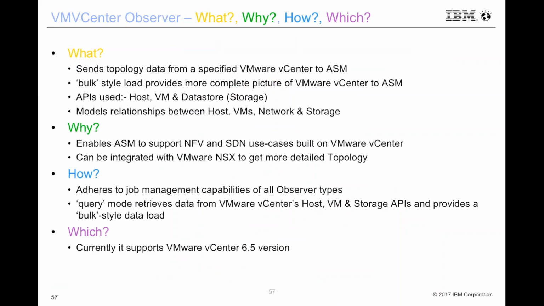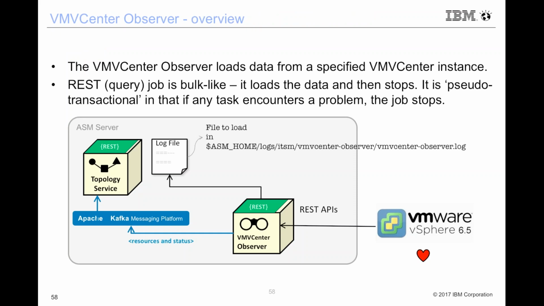So if we go to the next one. The next one is the VM vCenter observer. It's basically hooking into some vCenter REST APIs. It does a bulk load, and it can discover things like the hosts supporting the VMs themselves, what their storage is. Again, so if we move on to the next page, I'm conscious we're a little pushed for time.